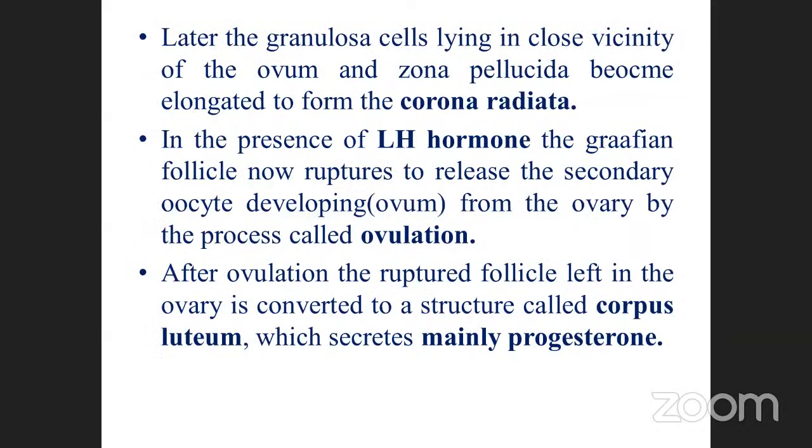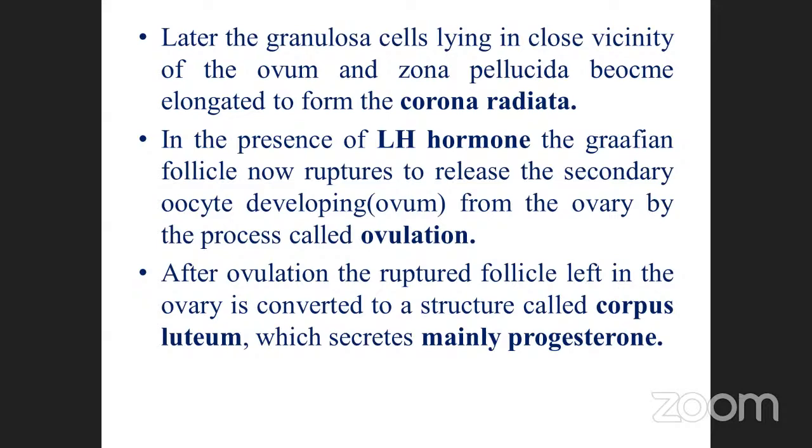After that, what happened here? This is very, very important. The corona radiata. The luteinizing hormone is responsible for ovulation. Note it down. Then after the ovulation process, what will happen? A rupture of the follicle takes place, and then the ovum is released. After that, the remaining follicle in the ovary is converted to a structure called the corpus luteum, which secretes mainly progesterone.